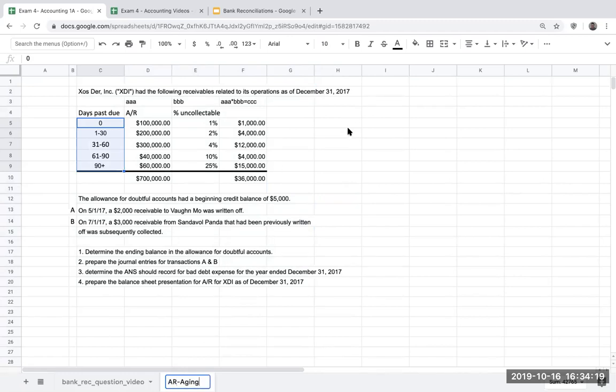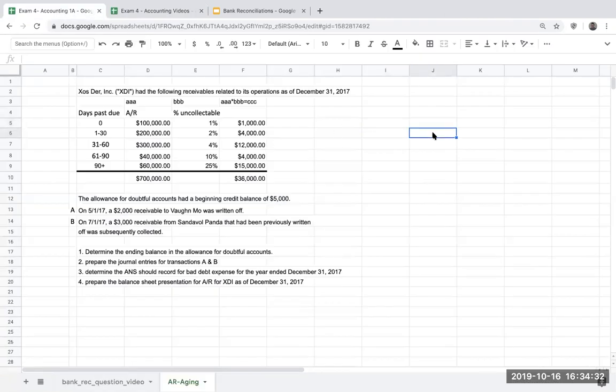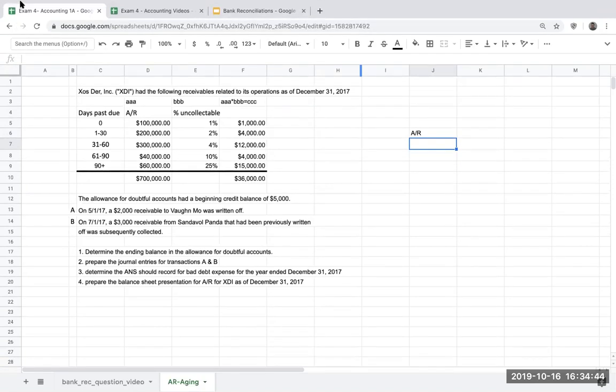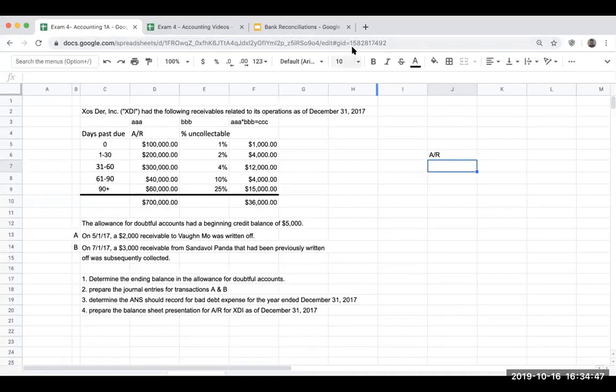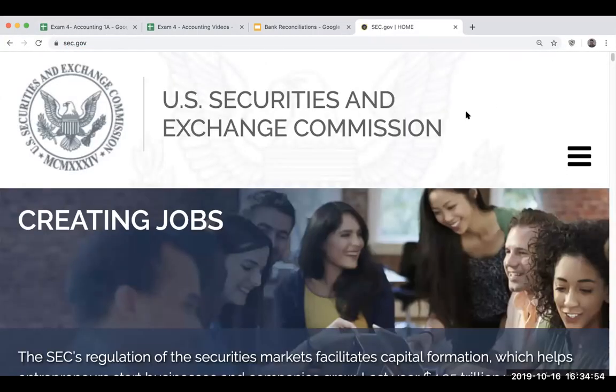So, here's an AR question. When we're looking at accounts receivable, let's take a step back for a second. When we have accounts receivable sitting on our books, a lot of times I may not be able to collect pretty much everything that I have listed on my books. I'll show you a quick example over here at sec.gov.